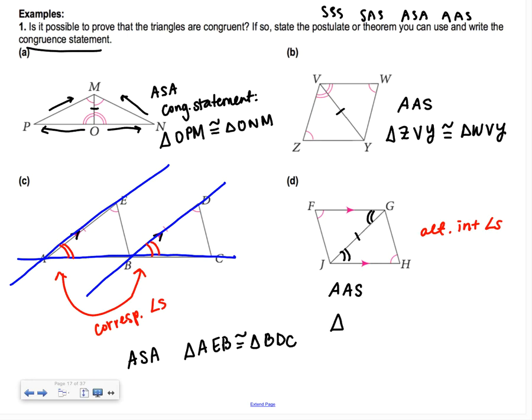And we would say that triangle FGJ is congruent to triangle HJG.